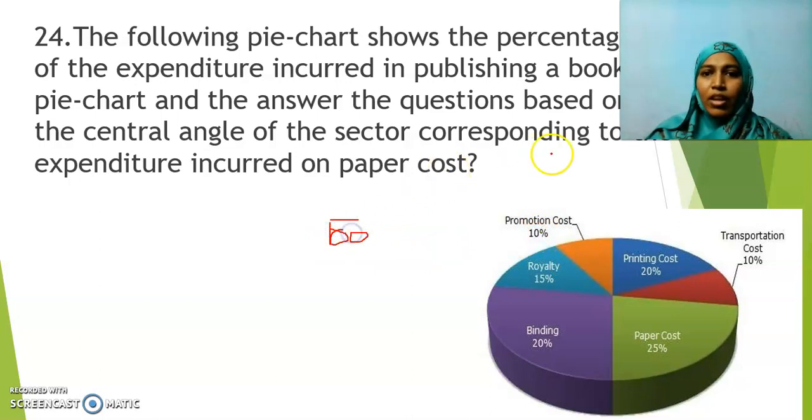They have asked us to find the center angle of the sector corresponding to the expenditure incurred. Expenditure incurred, where is it? Incurred on paper cost. See here, this is 25%. So 25 by 100. And now I have to find the angle. So it is into 360. Is it clear? If I cancel it, I'll get the answer to be 90 degrees. So the angle is 90 degrees.